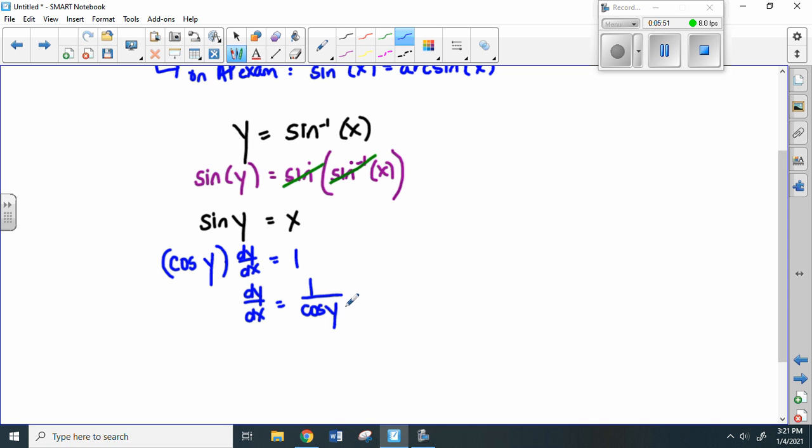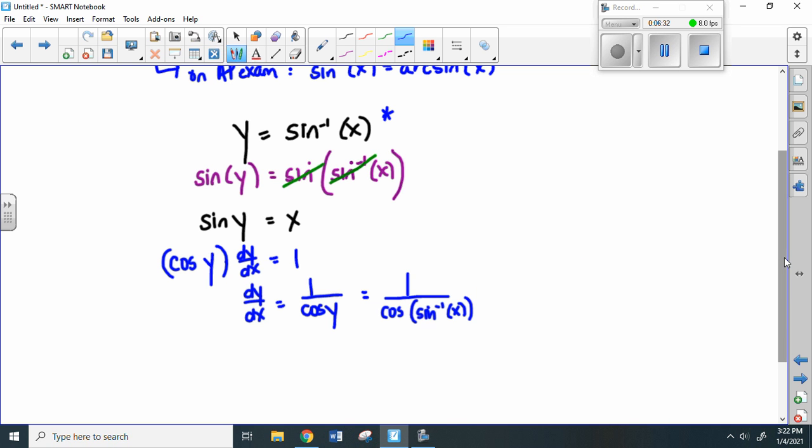All right, well, do I know what y is equal to? Yes, I do. y is equal to sine inverse of x. So I can plug that in for y. I know it looks kind of crazy. And so now dy over dx equals this fraction. Well, that does look a little crazy, and it doesn't really help me if I wanted to find the derivative at a point.